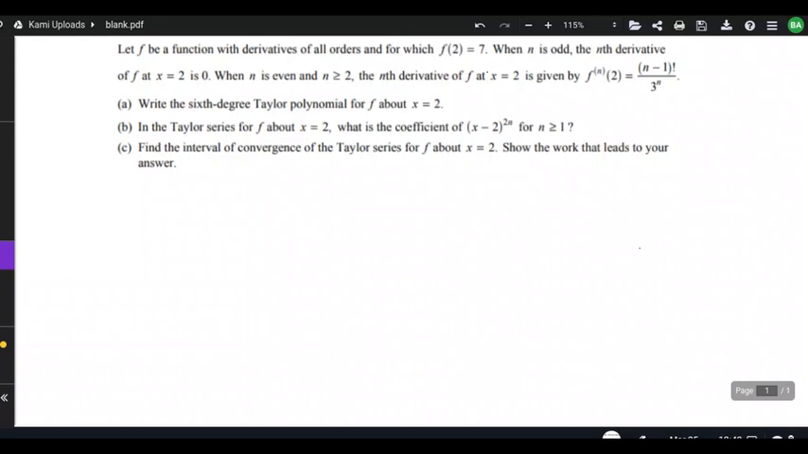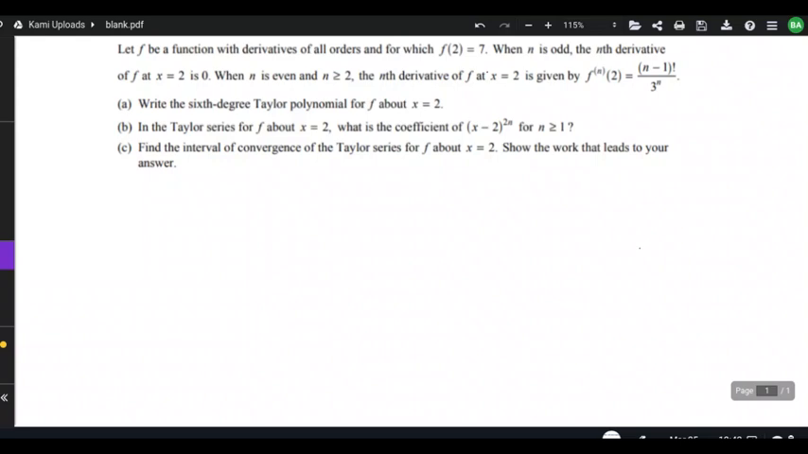Let f be a function with derivatives of all orders and for which f of 2 equals 7. When n is odd, the nth derivative of f at x equals 2 is 0. When n is even and n is greater than or equal to 2, the nth derivative of f at x equals 2 is given by (n minus 1) factorial over 3 to the nth power.